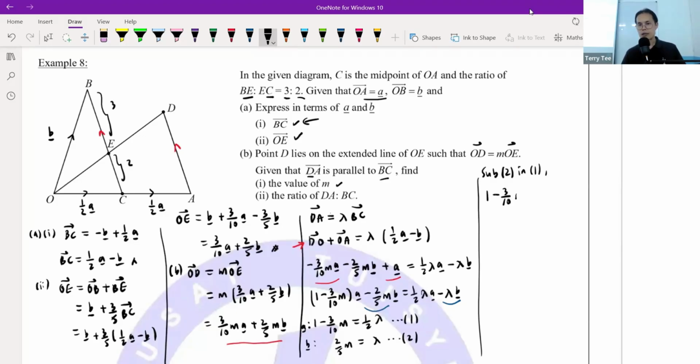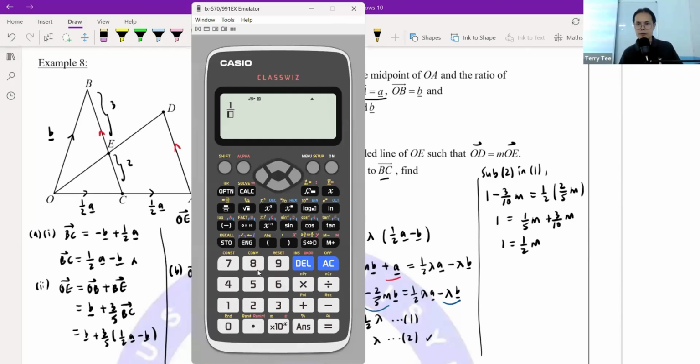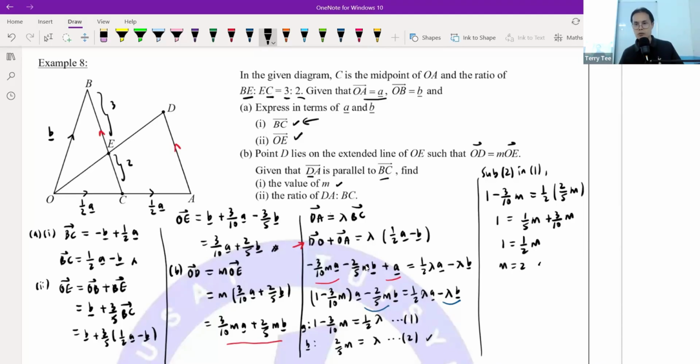So let us sub equation 2 inside equation 1. 1 minus 3/10 m equals half of lambda. Lambda is 2/5 m. Yeah, so it's a bit long. We have to use the second equation here, sub inside first equation so that we can get rid of lambda and find m. So this one you can cancel. 1/5 m and 2 can cancel. 1 equals 1/5 m plus 3/10 m. This is basically half m. You can't do it mentally, use a calculator. Half: 1/5 plus 3/10 will give us 1/2. My m is 2.